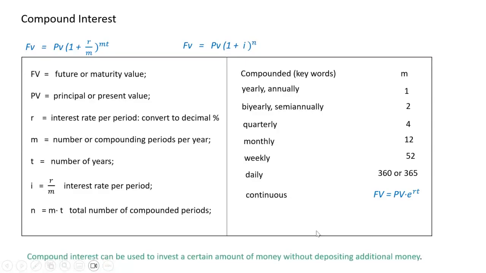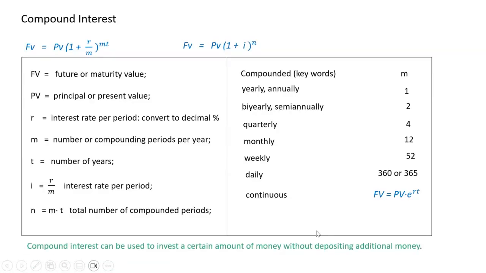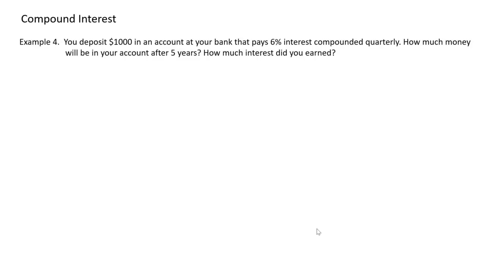And now, here's what compound interest can be used for. It says compound interest can be used to invest a certain amount of money without depositing additional money. Okay, let me show you an example. Say you deposit $1,000 in an account at your bank that pays 6% interest compounded quarterly. How much money will be in your account after 5 years? And how much interest did you earn?